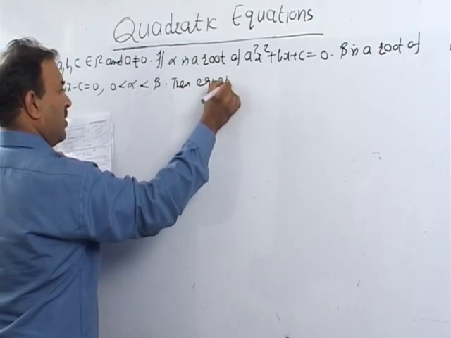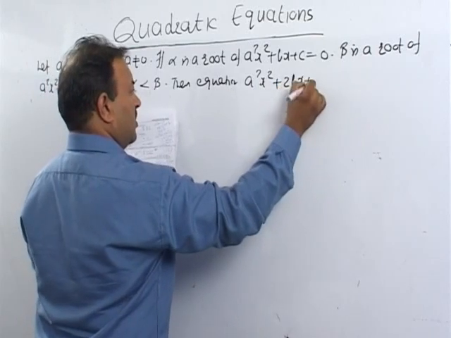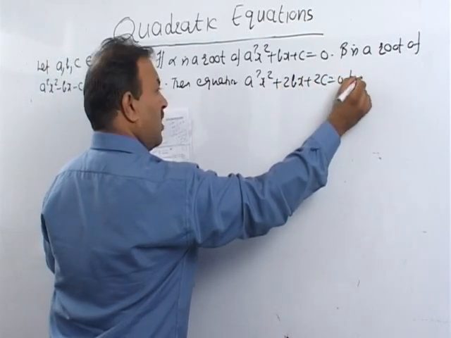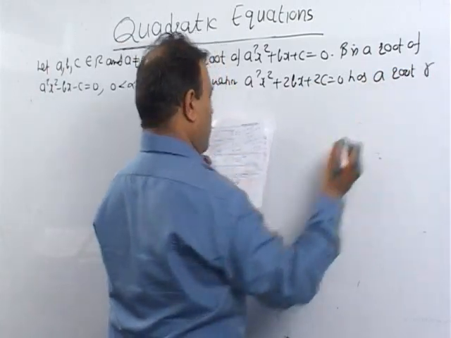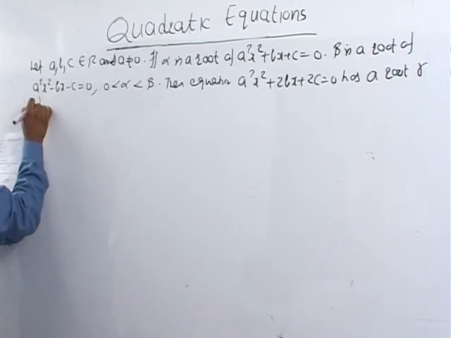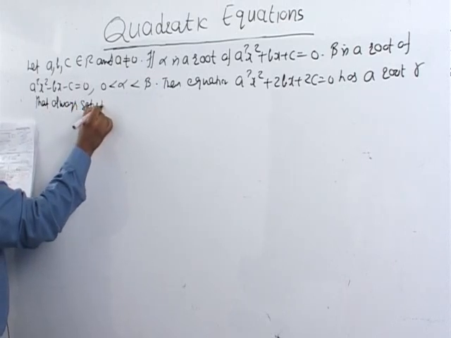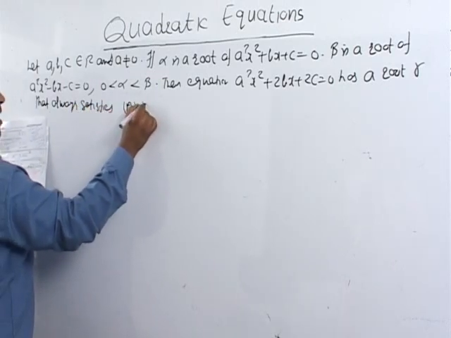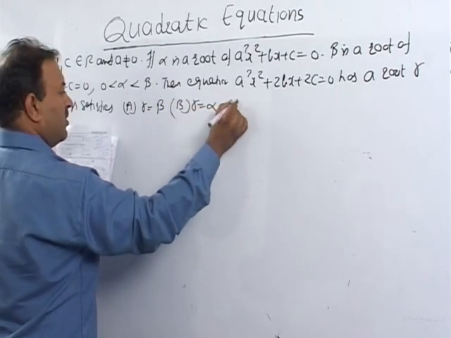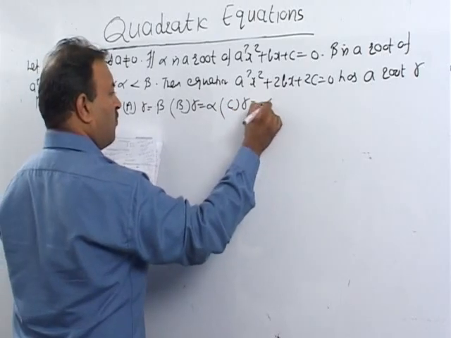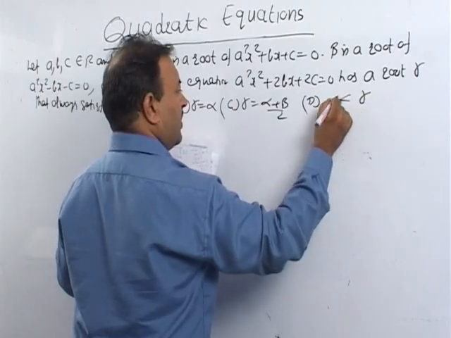then the equation a squared x squared plus 2bx plus 2c is equal to 0 has a root gamma that always satisfies: part a, gamma is equal to beta; part b, gamma is equal to alpha; part c, gamma is equal to (alpha plus beta) by 2; and the fourth part is gamma lies between alpha and beta.